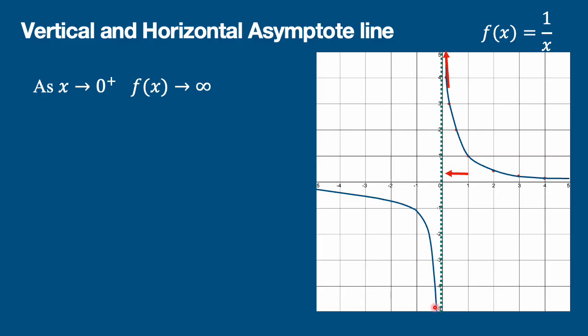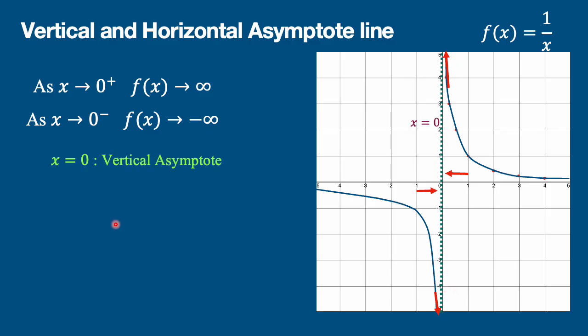Another one, guys, here at the bottom. As x approaches 0 from the left side, the graph goes down. Going down means f of x goes to negative infinity. So we say as x approaches 0 from the left, f of x goes down, mathematically negative infinity. In that case, we call the line x equals 0 a vertical asymptote line.